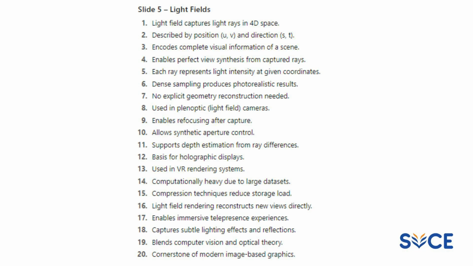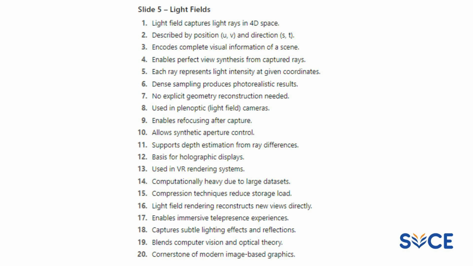So how are light fields used in computer vision? There are many applications. First one is 3D reconstruction. The light field data helps to reconstruct accurate 3D surfaces by analyzing the light ray intersections. Second one is depth estimation. Since light field cameras capture multiple viewpoints, they can infer the scene's depth from the ray disparities.